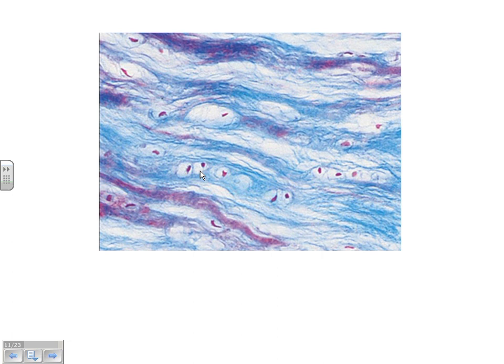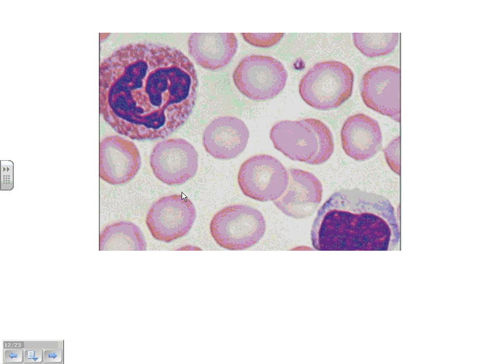Vertebrae, holding the two hip bones together, called the pubic symphysis. So what's its function? Absorb shock. Very, very strong tissue. All right, what's this? Blood. Where's it found? Blood vessels.